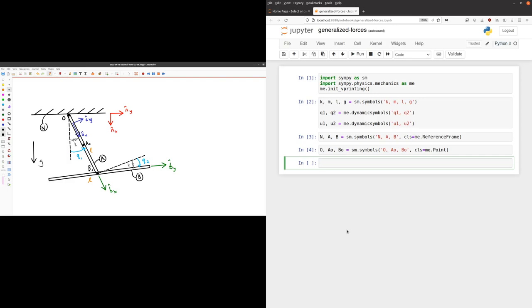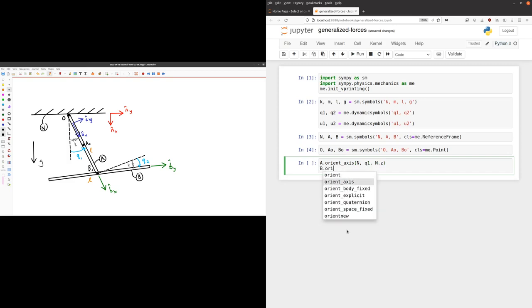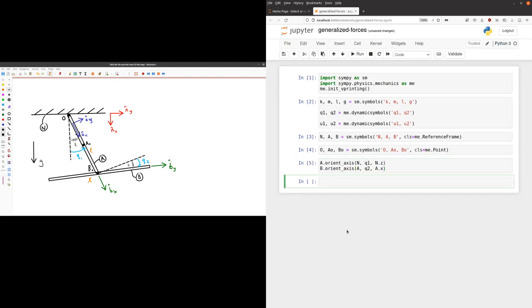All right, so we've got these setups. Let's set the orientation of the reference frames. So A.orient_axis with respect to N. It's going to be through angle q1 about the N.z axis. And B.orient_axis with respect to A through angle q2. And it's going to be about the A.x direction. So that sets up our two orientations that we have here.